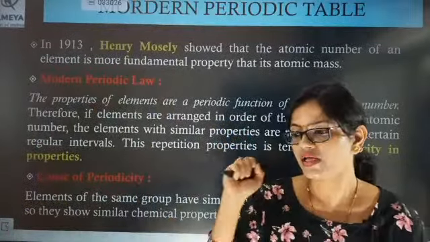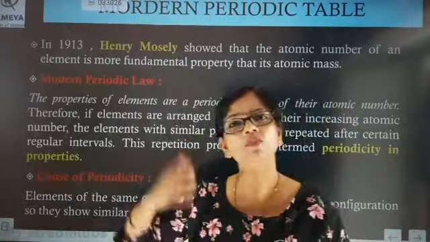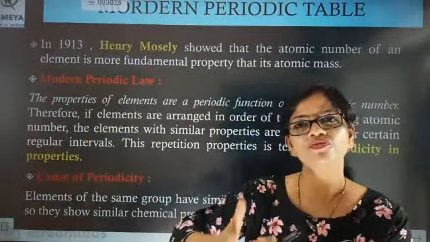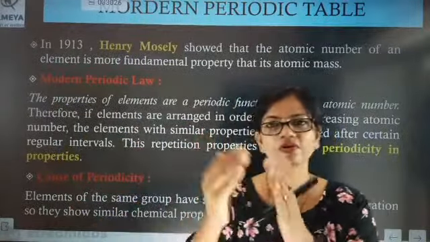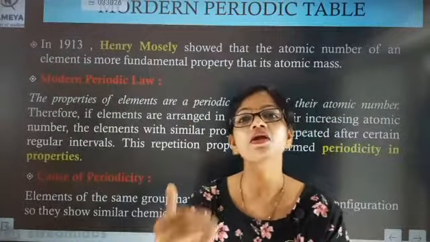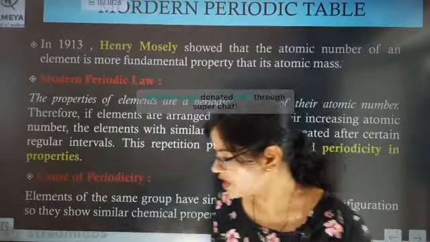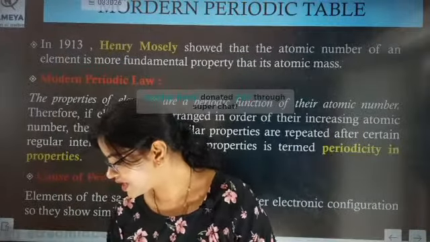I repeat, the elements are arranged according to increasing atomic number, and after a fixed interval, whenever repetition of an element is coming, they will exactly have similar properties. So when they are repeated, they are having similar properties.